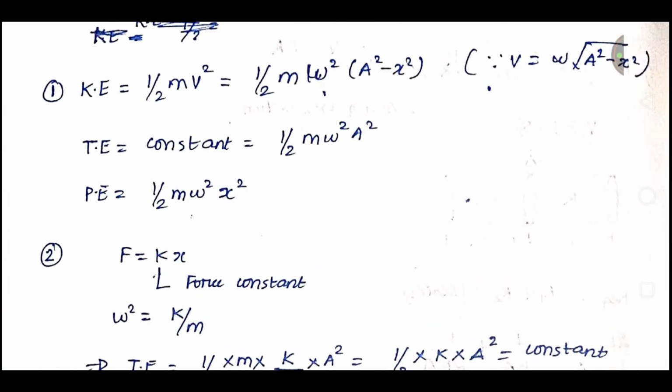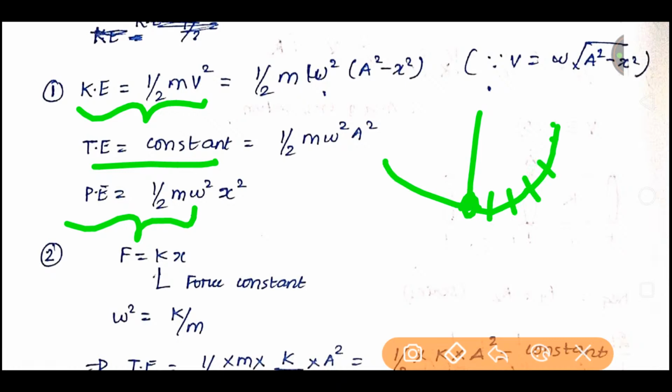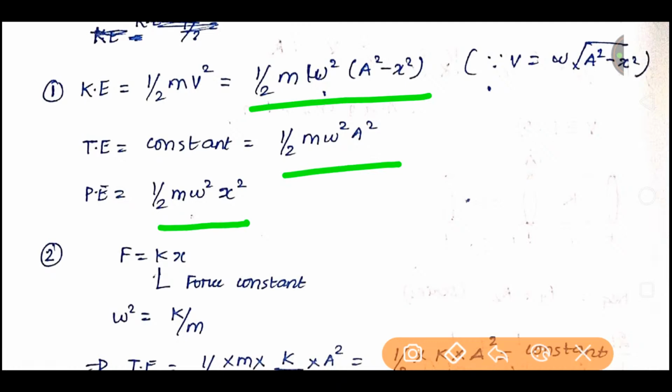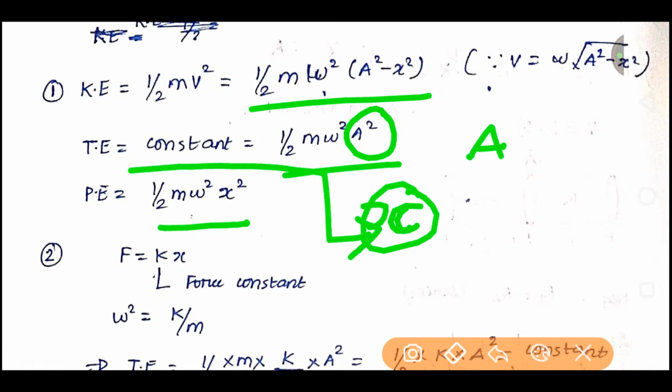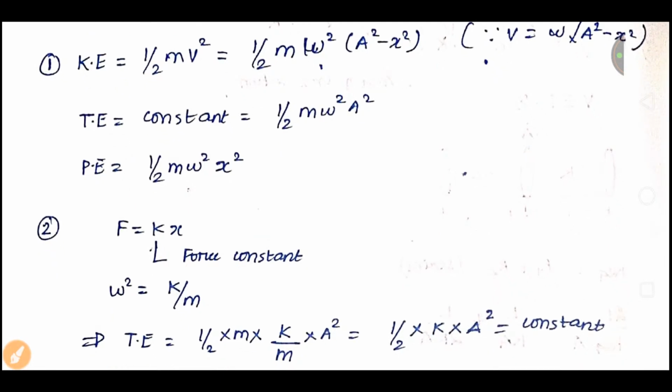You know the total energy is always constant. Kinetic energy varies, potential energy also varies, but total energy is always constant at each and every point. If a body is oscillating from here, at each and every point total energy is constant, but not kinetic energy and potential energy. So these three basic formulas you should know. Total energy constant means it should be a square, because A is constant. X should not be involved in total energy because x is variable. So a square. Potential energy means half m omega square x square.